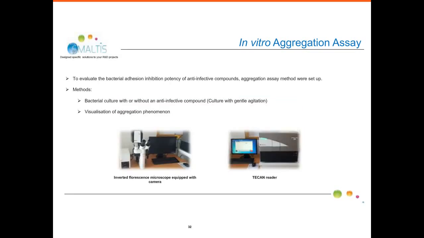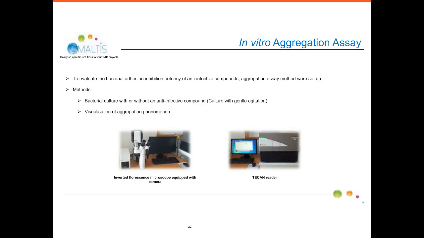The second method I want to talk to you about was developed to assess the bacterial adhesion inhibition potency of anti-infective compounds. This method is called an aggregation assay. The objective is to measure how well a compound is able to interact with the adhesins of bacteria. This method is easy to set up because you just need to make bacterial cultures with or without the selected molecule, cultivate both under gentle agitation, and visualize the aggregation phenomenon.